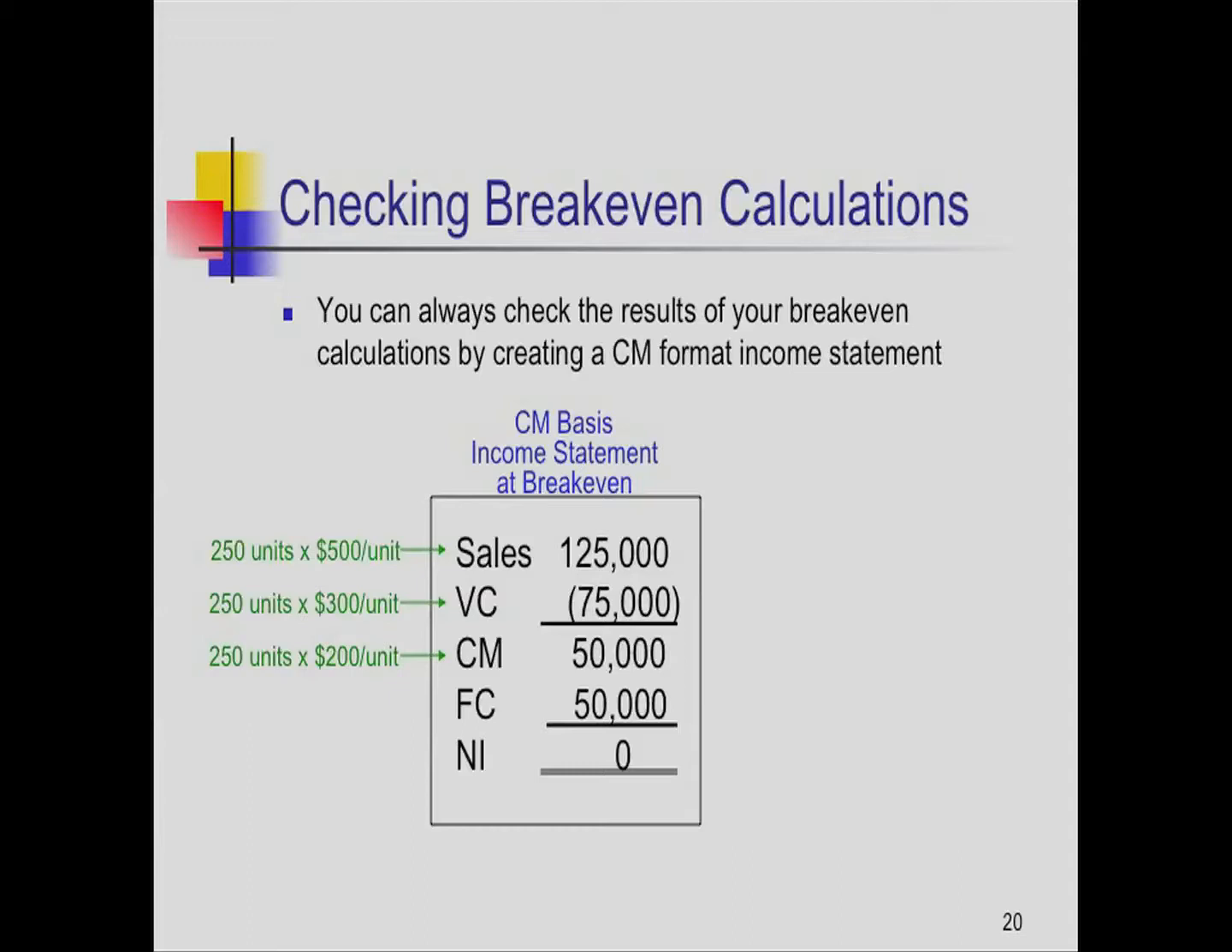So here's an example of checking your break-even calculations. You can go back using the same example. We said that the break-even point in sales dollars was $125,000. The variable costs, remember they were $300 a unit, and we were talking about 250 units at the break-even point, and there you go. Look at that. So you can test it out, go back to your contribution margin format of income statement, test it out, and see that this stuff actually works.